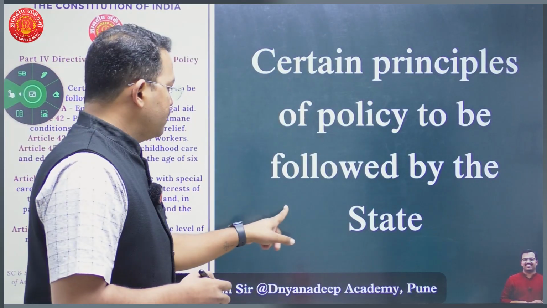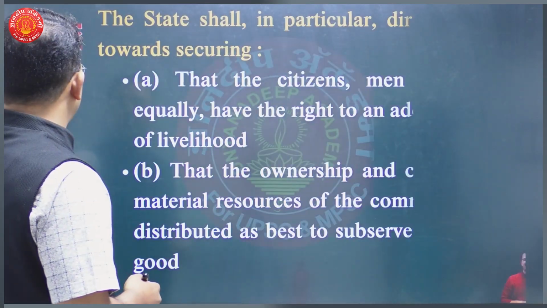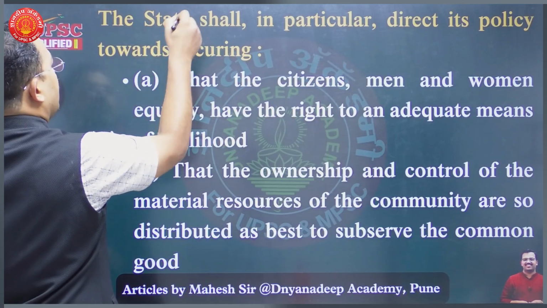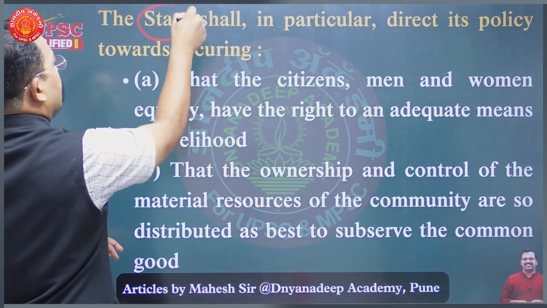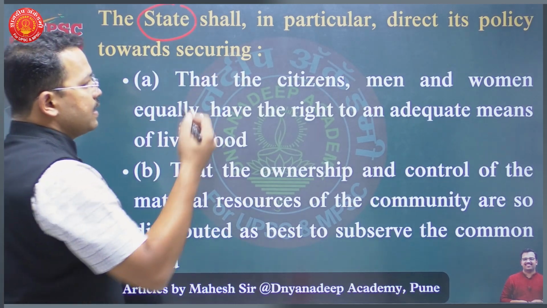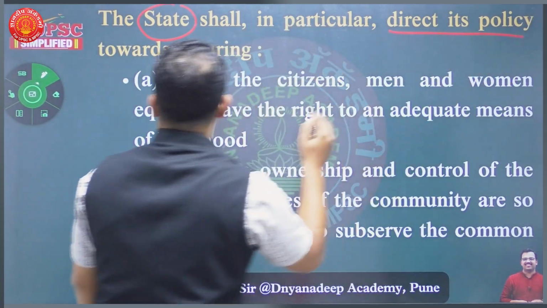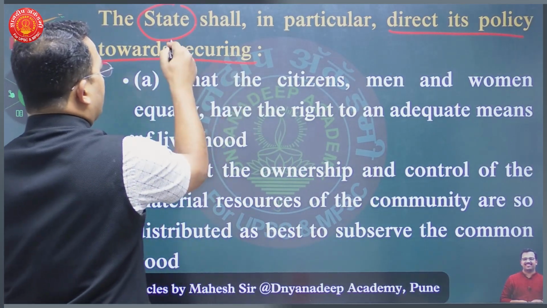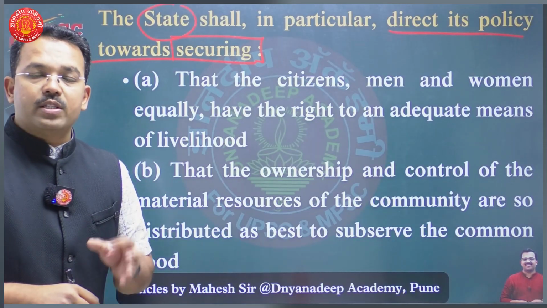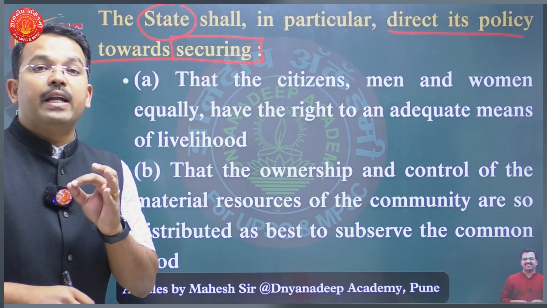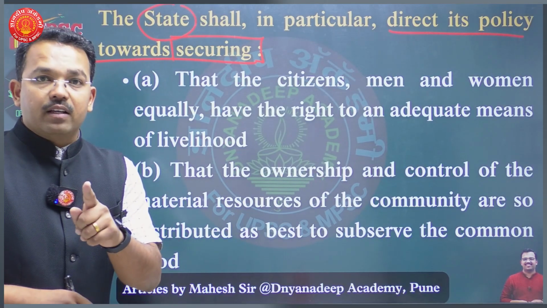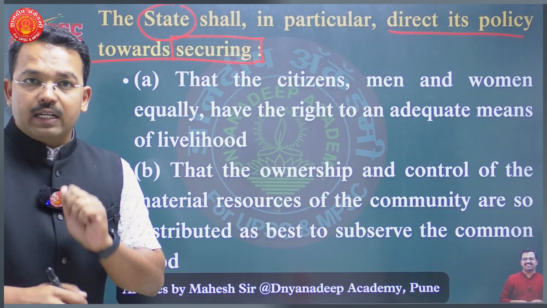What does it say? See very clearly. The first clause says: the state, that is given in Article 36 or 12, shall in particular direct its policy, that is, it will give direction to its policy towards securing. So what the state wants to achieve through these DPSP is being made clear by Article 39. What is the objective of the state is being made clear in Article 39.